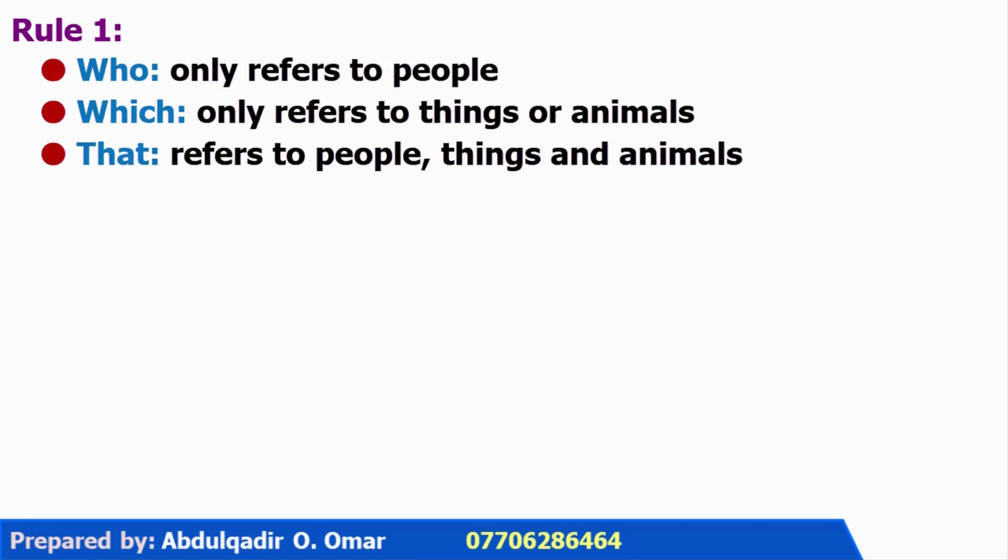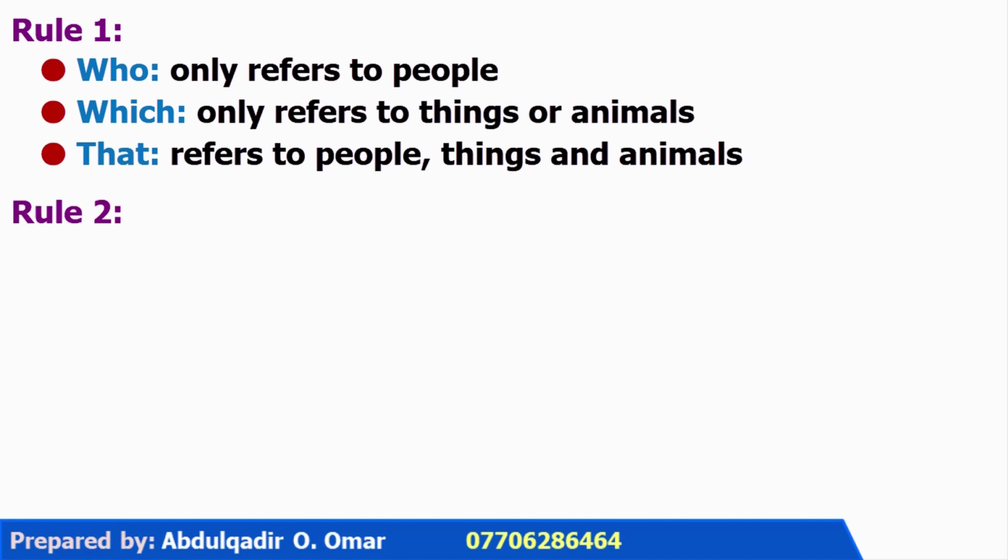Here we go. Okay, before doing the questions, I'd like to remind you of some rules concerning relative clauses. Rule number 1 is related to using the relative pronouns. I'm sure you don't need to be reminded of such an easy rule, but still there are some students who might be struggling with them. Well, rule number 1: who only refers to people, which only refers to things or animals, and that refers to all the above: people, things, and animals.